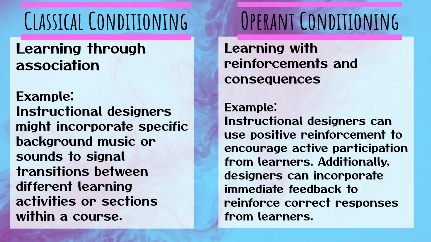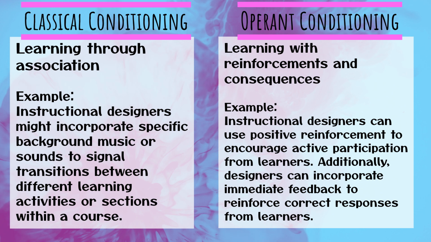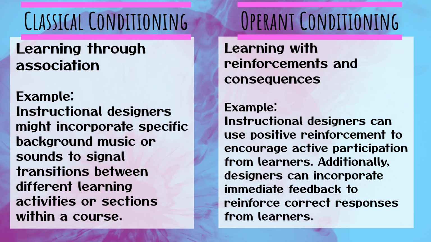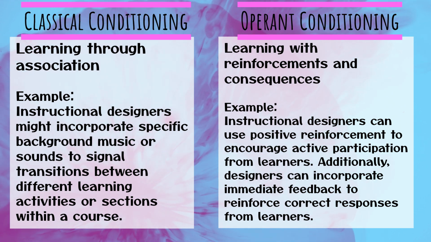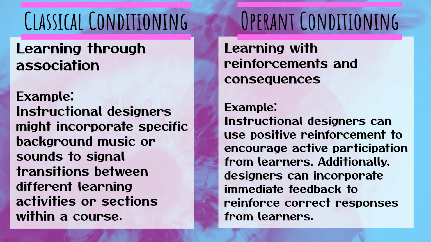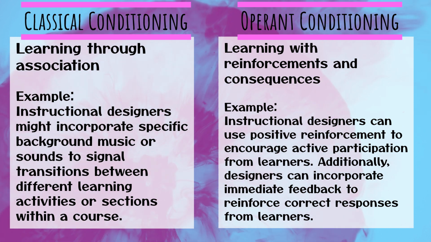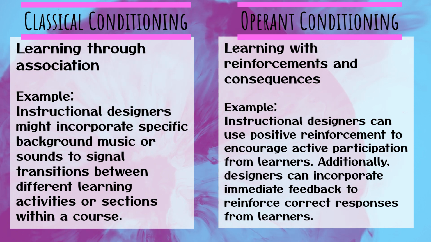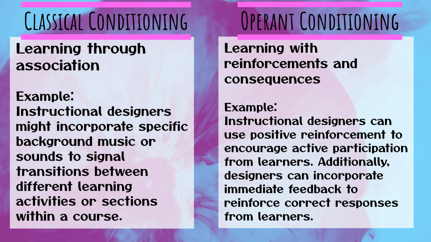Behaviors are learned through processes of conditioning. Two different types of conditioning are classical and operant. Classical conditioning is learning through association. One example is that instructional designers might incorporate specific background music or sounds to signal transitions between different learning activities or sections within a course. A particular musical piece could be played before introducing a new topic or when transitioning from individual work to group discussions.